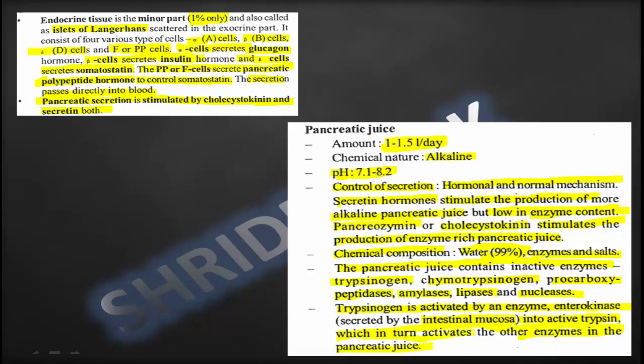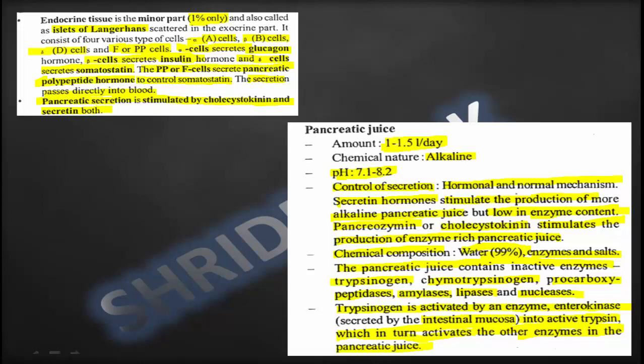Once the trypsinogen is activated by enterokinase, the remaining enzyme activation, that is chymotrypsinogen into chymotrypsin, procarboxypeptidase into carboxypeptidase, this conversion is carried out by trypsin. Only the initial activation, trypsinogen into active trypsin, is carried out by enterokinase, whereas inactive chymotrypsinogen and procarboxypeptidase are activated by the action of trypsin.